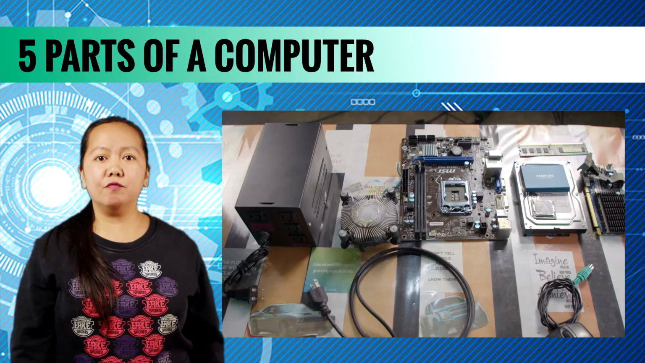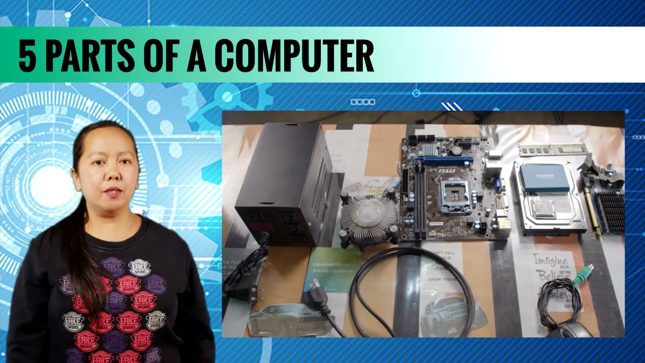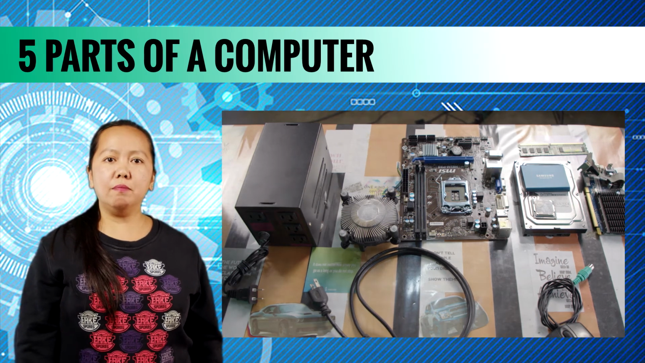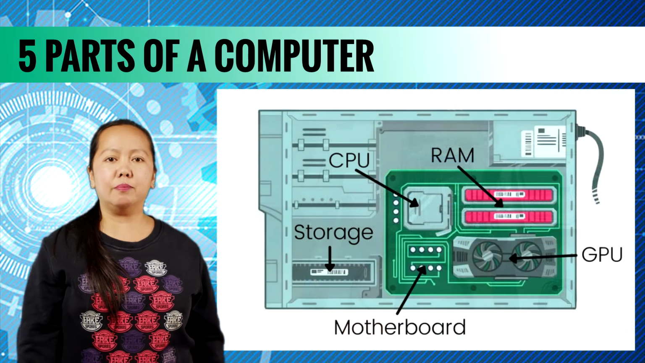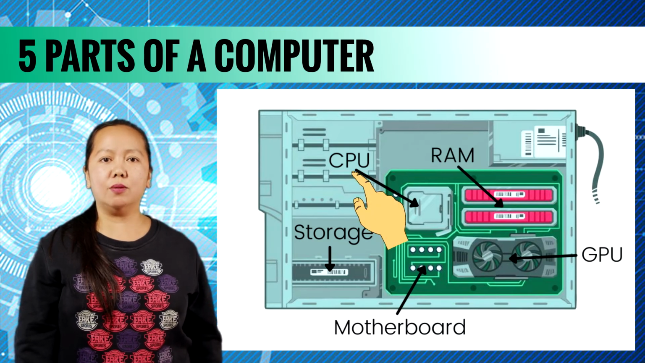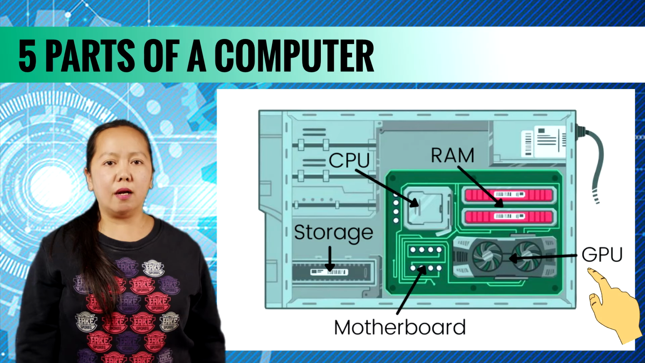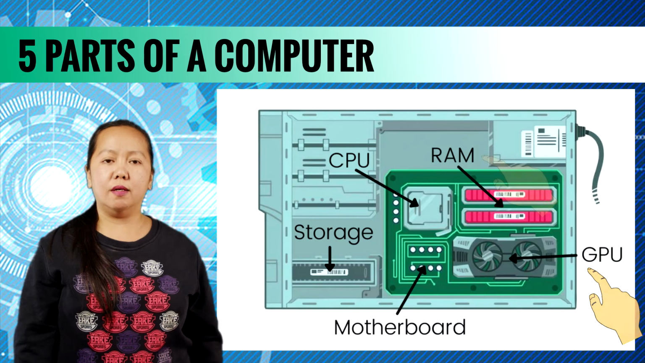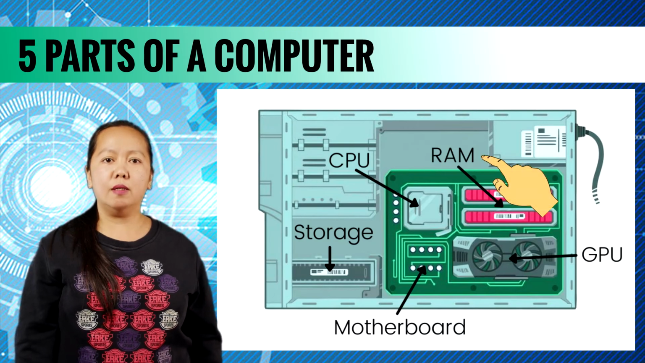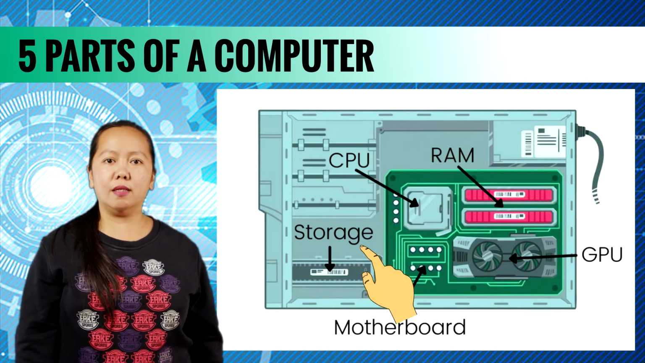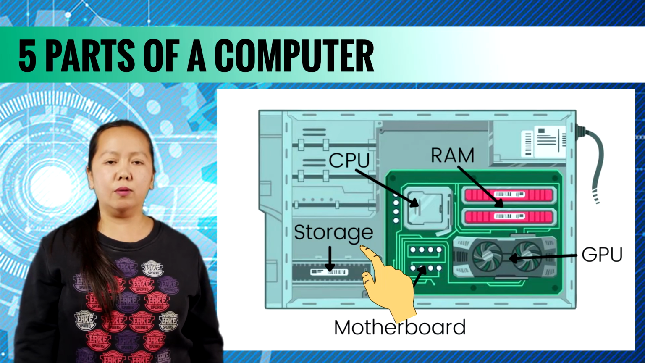What are the 5 parts of a computer? Whether it's a gaming system or a home PC, the 5 main components that make up a typical present-day computer include a motherboard, a central processing unit or CPU, a graphics processing unit or the GPU, also known as a video card, random access memory or the RAM, also known as volatile memory, and the storage, the solid-state drive or the SSD, or the hard disk drive or known as HDD.